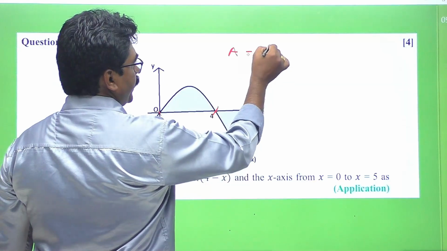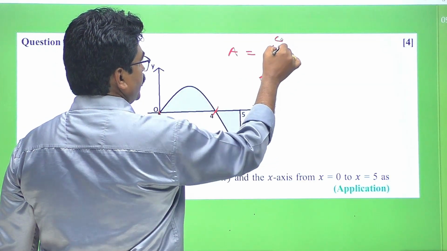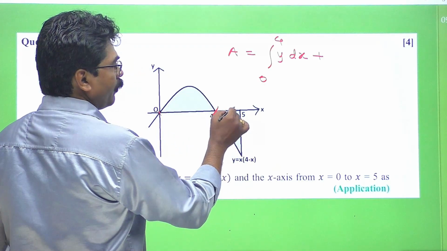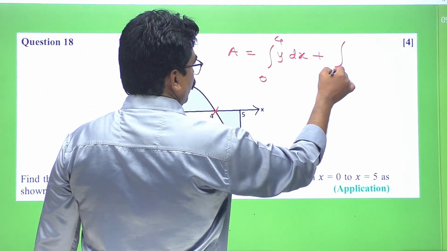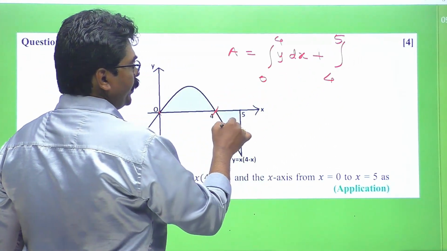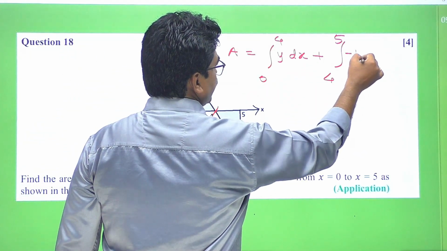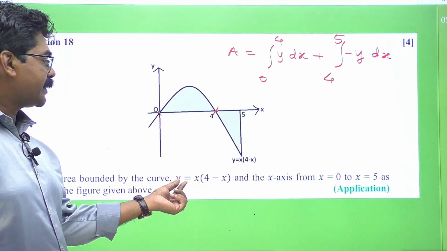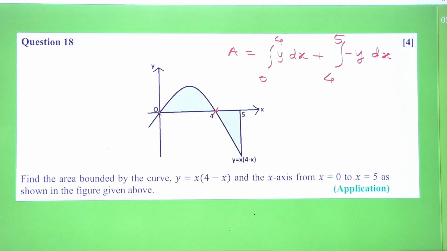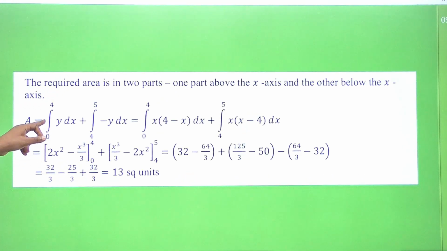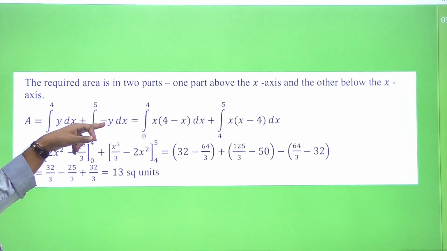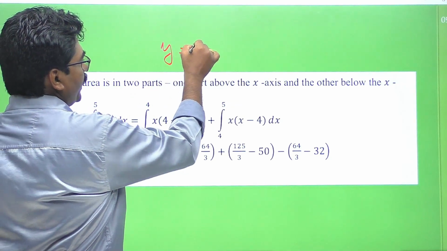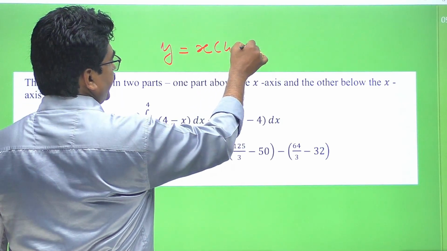Required area A is equal to integral of 0 to 4 y dx, plus the remaining from 4 to 5, but as this curve is below x-axis, manage it as minus y dx, and y is equal to x into 4 minus x. Okay, then here it is 0 to 4 y dx, 4 to 5 minus y dx. y is nothing but y is equal to x into 4 minus x.